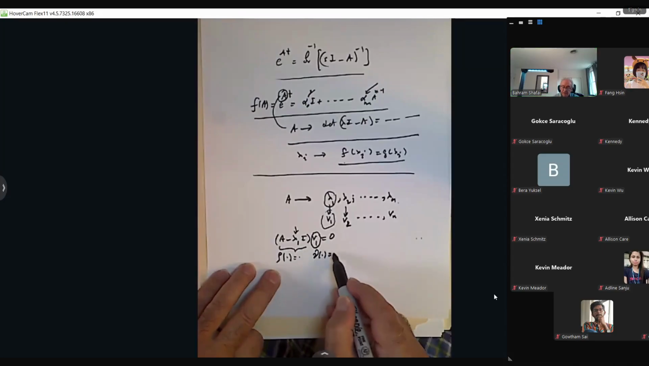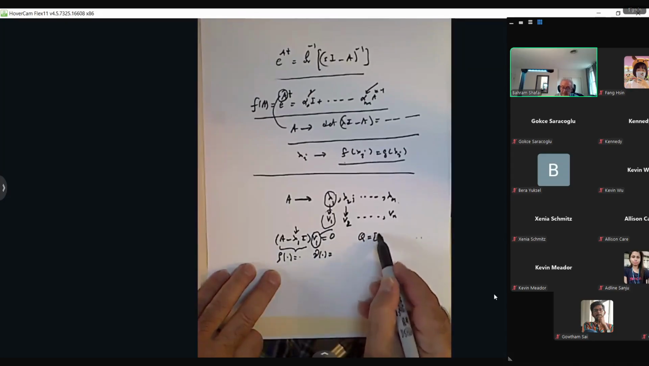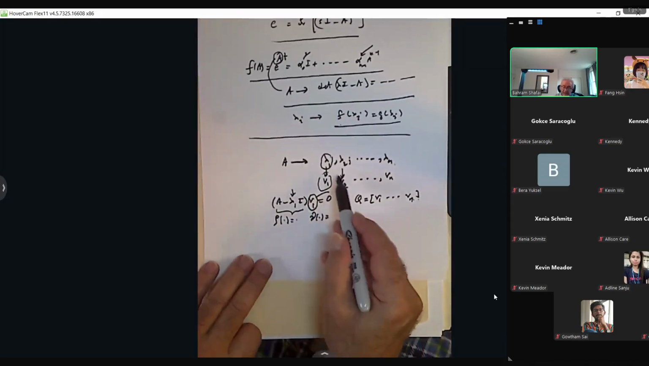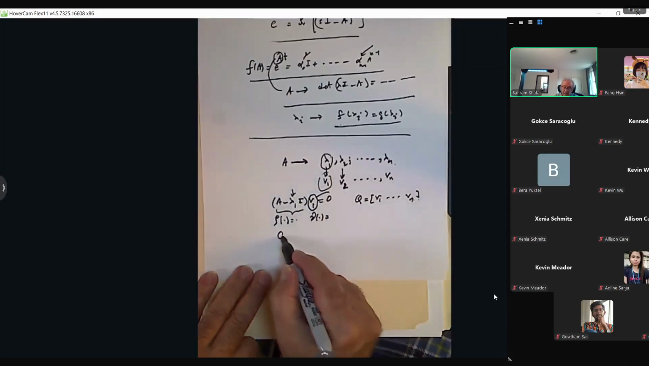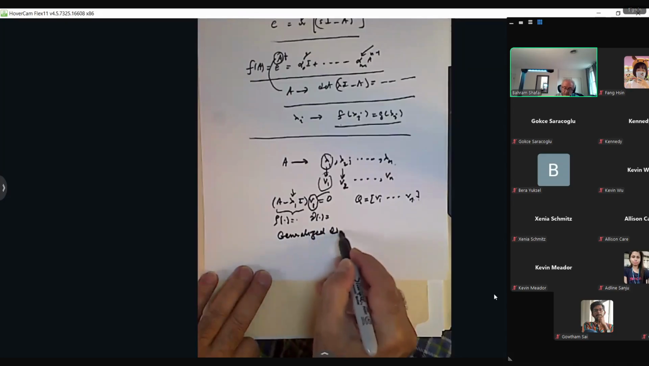Yes, so that part, you can find V1, V2, V3, and Vn, and then you can find the Q matrix. Now, when you have repeated eigenvalues, then we talked about the so-called generalized eigenvector.